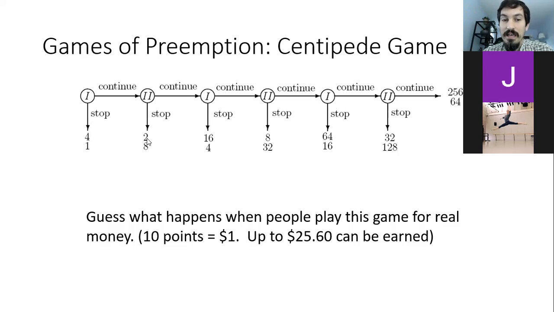Player 2 could stop the game and get 2 for player 1, 8 for player 2, or continue the game, in which case we go to this circle. Now player 1 has a chance to continue or stop the game. If at any point the game stops, that's it. And the payoffs are determined by whatever these numbers are at the arrow where you stop. If you continue all the way to the end, you'll end up here getting a huge payoff of 256 for player 1 and 64 for player 2.